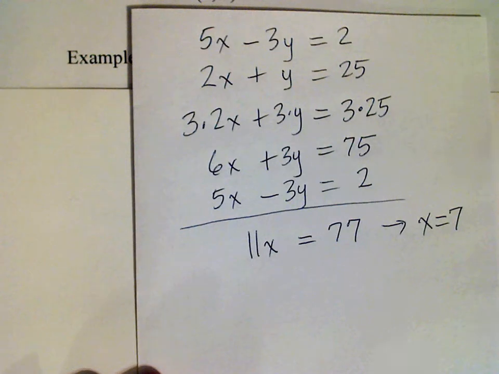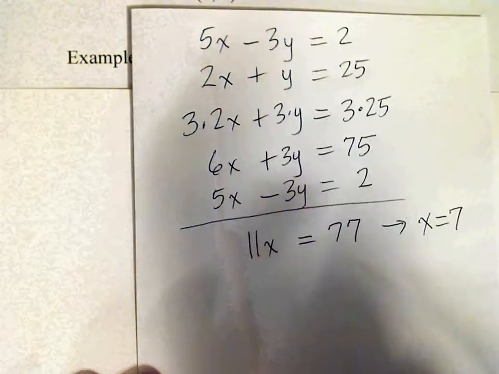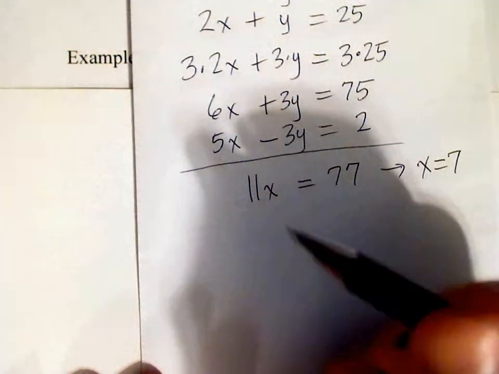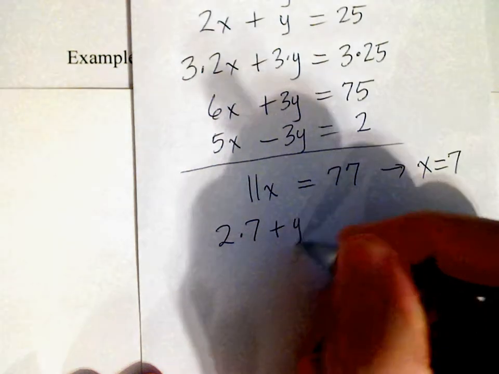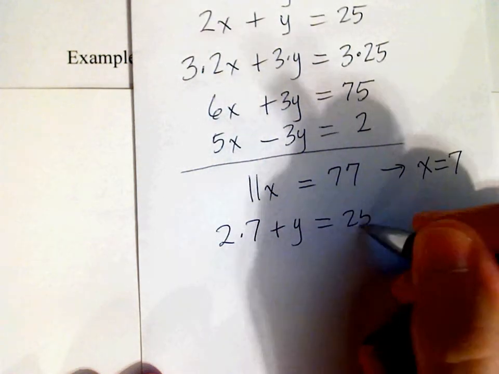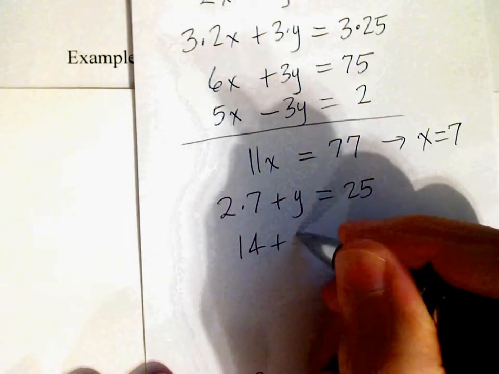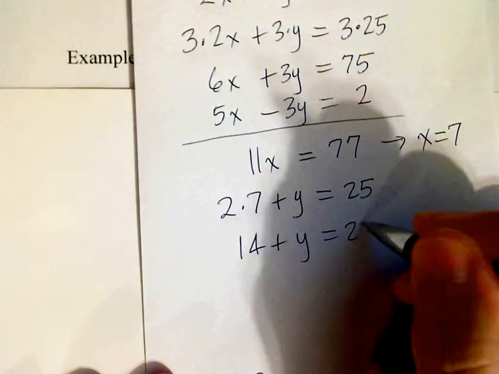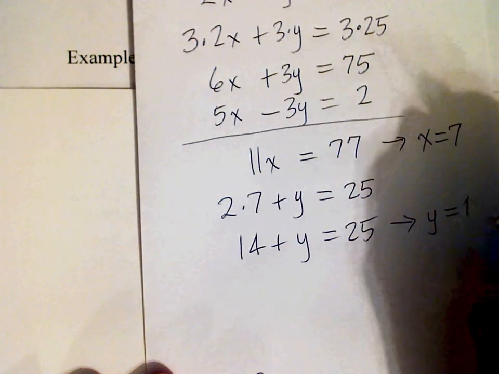And if x is equal to 7, then we can take that value of 7, put it back in the second equation, and get 2 times 7 plus y is equal to 25. So that's 14 plus y is equal to 25, therefore y must be equal to 11.